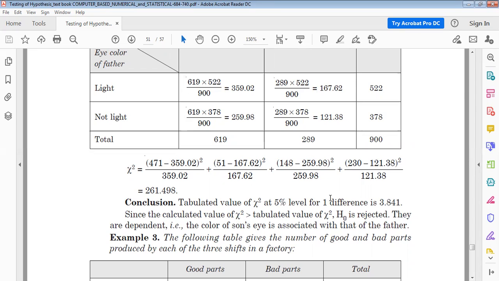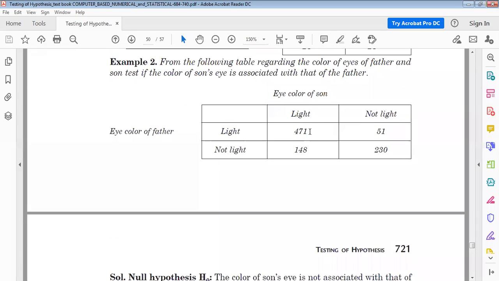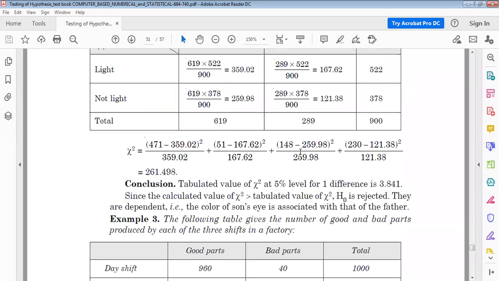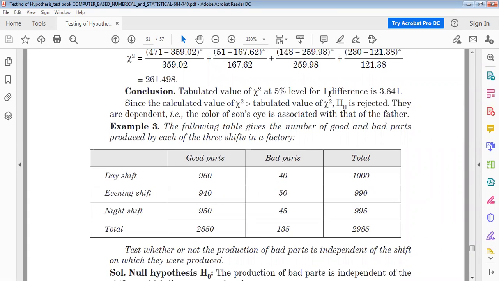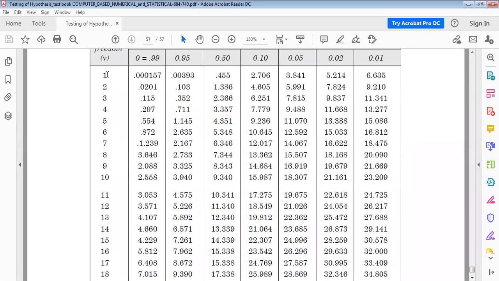Now the conclusion: the tabled value of chi-square at 5% significance level at 1 degree of freedom. How many rows and columns are here? 2. So 2 minus 1 will be the degrees of freedom. Remember it, because there are 2 rows and 2 columns in our given statement. So the degrees of freedom will be 2 minus 1, so 1 degree of freedom. At 5% significance, the chi-square value will be 3.841. Remember this value, 3.841.